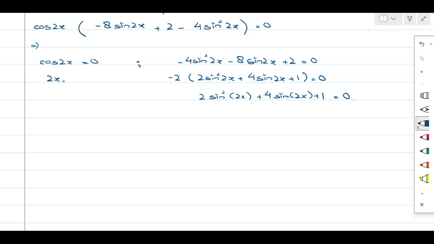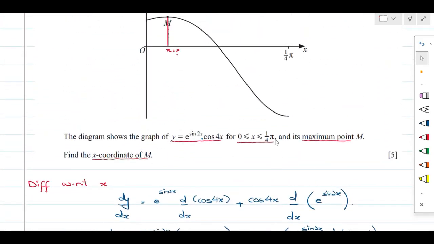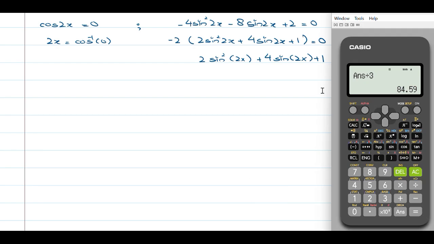We can solve for 2x, which is equal to cos inverse of 0. That should be the x value in the range from 0 to pi by 4. Okay, it is in radians. Your calculator should be in the radian mode. My calculator is in degree, so let me convert it into radians. Now this is in the radian mode.